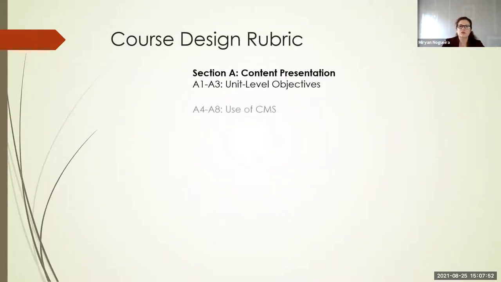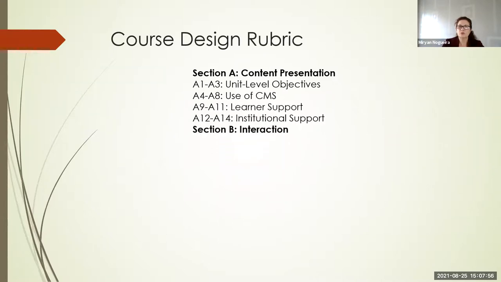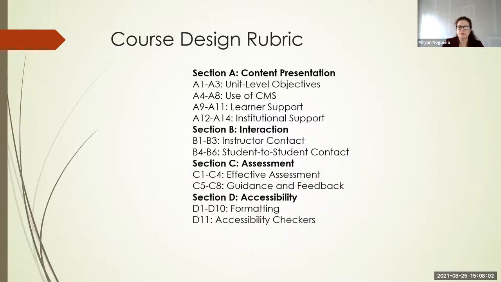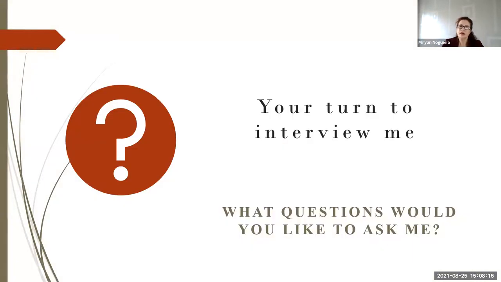I'll go very easy on the content presentation, or things that you will be able to do if you follow the rubric, which is pretty much everything we talked about. It's accessibility, formatting, and the accessibility checkers that we have in Canvas, which I will show you how to use very easily. And that's it. If you have any questions, now is a good time.